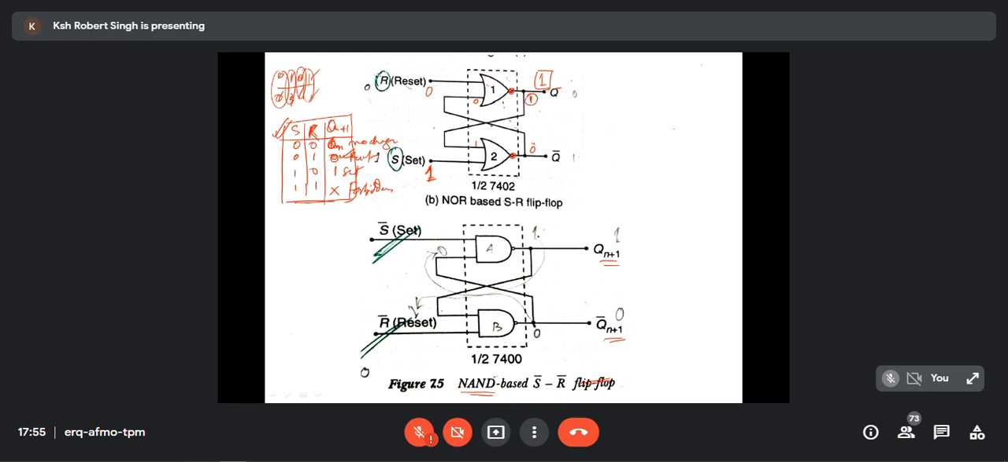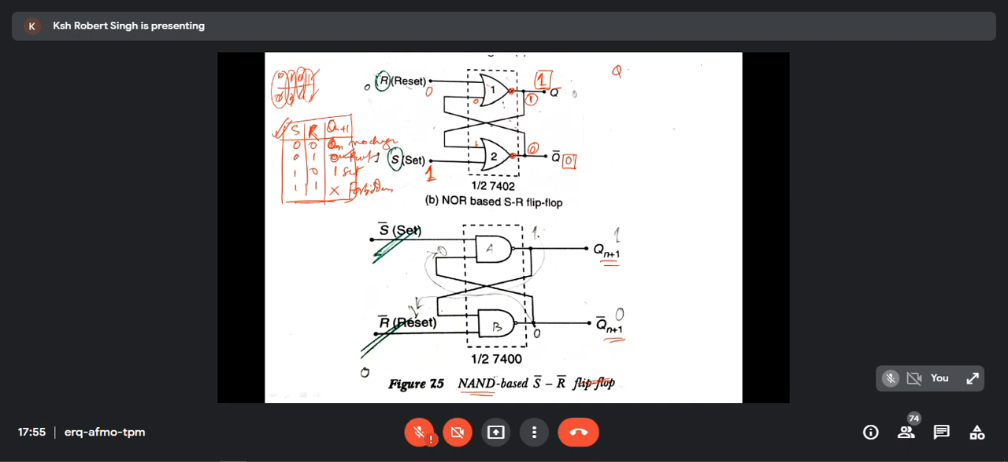This is Qn, 0. I was considering it. And what about Q bar n plus 1 here? 1 and 1. 1 and 1 is 1. Bubble, so 0. 0 will come here. So 0 is the next state. So this is 1 and this is 0. Good. They should be complements of each other.